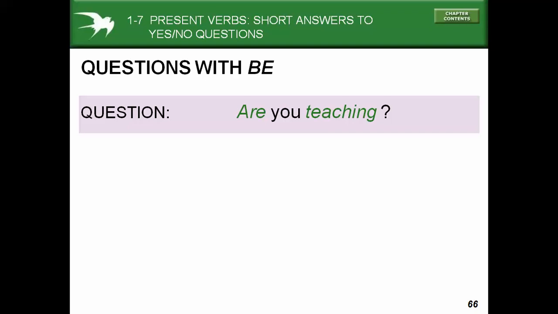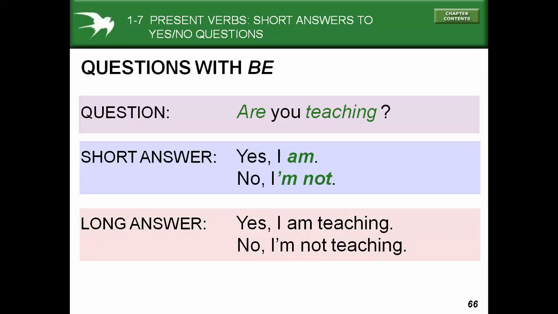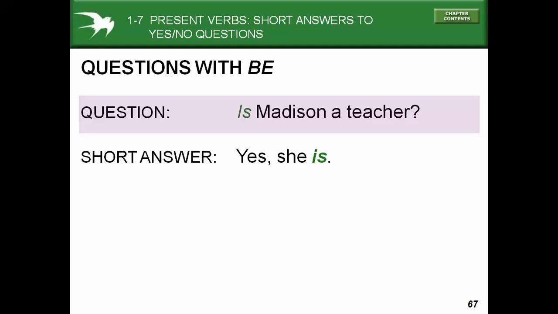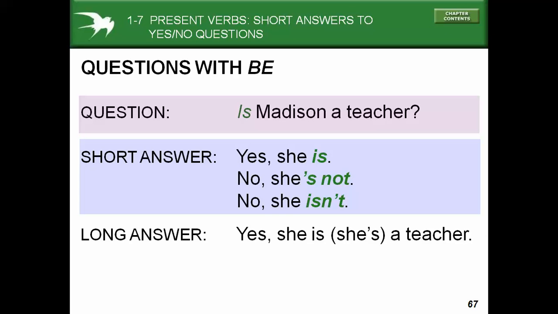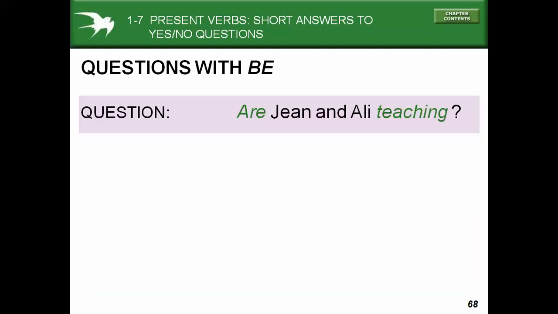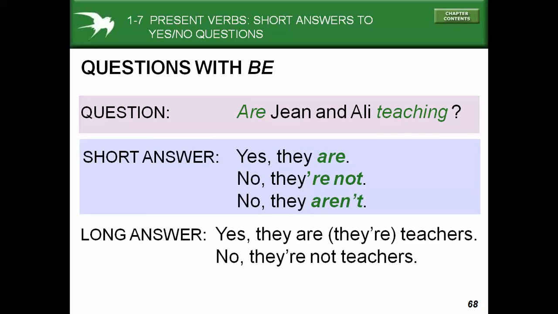Okay. Question with verb to be. Are you teaching? Yes, I am. No, I am not. Yes, I am teaching. This is a long answer. No, I'm not teaching. Is Madison a teacher? Yes, she is. No, she isn't. She's a teacher. No, she's not a teacher. Long answer. Are Jane and Ali teaching? Yes, they are. No, they aren't. No, they are not. Yes, they are teachers. No, they are not teachers.